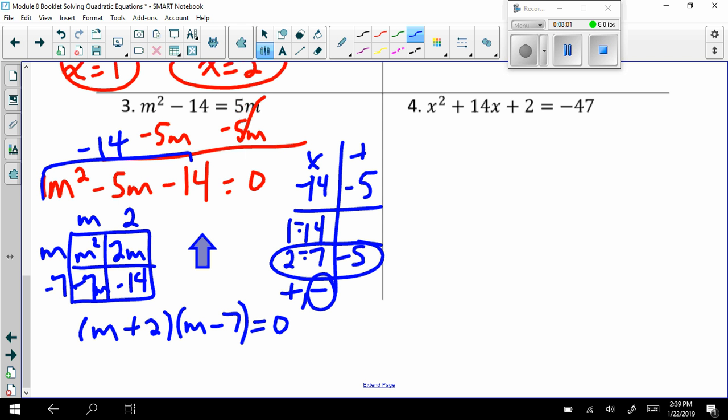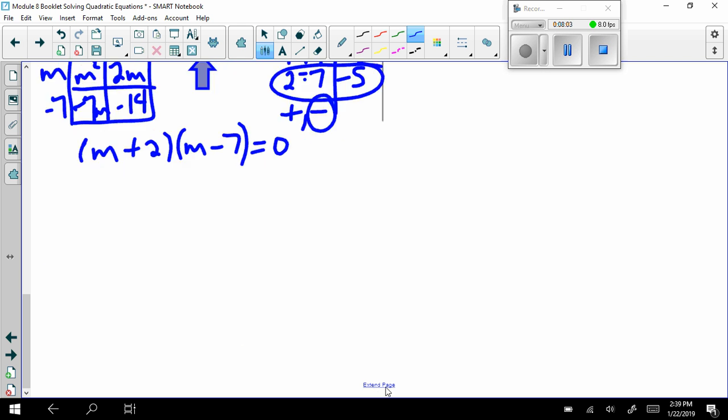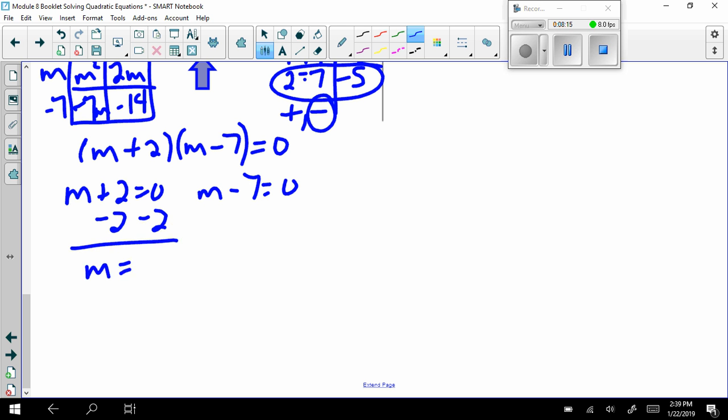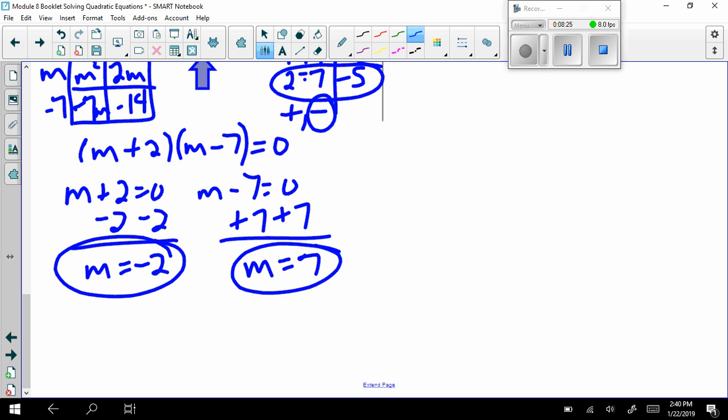And now I can do my zero product property. So m plus 2 equals 0. M minus 7 equals 0. Solving each of them, I get my two solutions. And we're going to save example 4 to do together in class as well.